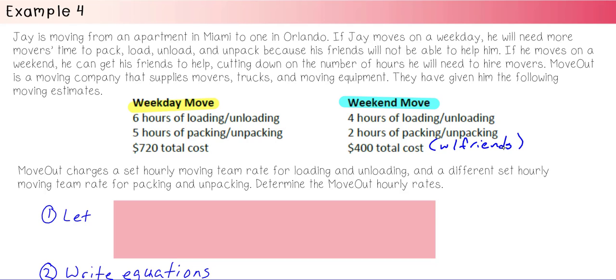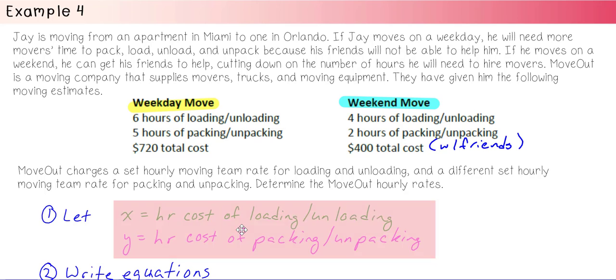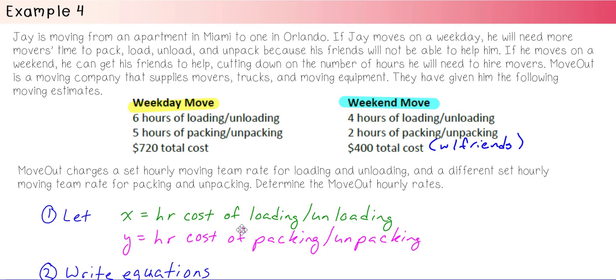So Move Out charges a set hourly moving team rate for loading and unloading and a different set hourly moving team rate for packing and unpacking. So if we want to determine the hourly rates, the first thing we're going to do is let X equal the cost of loading and unloading per hour and Y equal the cost of packing and unpacking per hour. So what we're creating here is a system of equations.